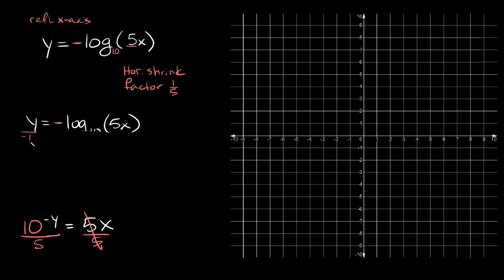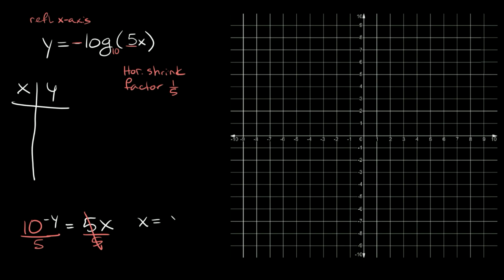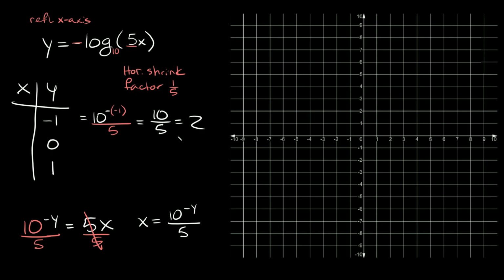All right, so now let's make a little xy table. I'll rewrite this just to simplify: x is equal to 10 raised to the negative y over 5. Again, let's plug in some numbers for y and see what pops out for x. For y, let's plug in -1, 0, and 1. If we plug in a -1 here, we get that x is equal to 10 raised to the -1 over 5. So that's equal to 10 raised to the positive first power, which is just 10. So we get 10 over 5, which is equal to 2.